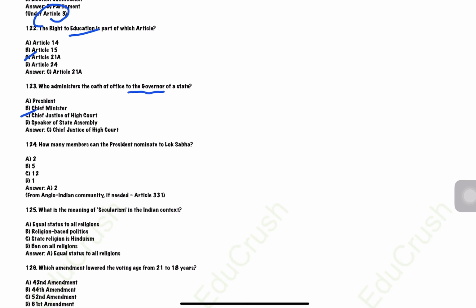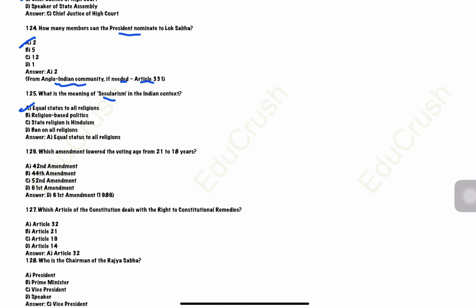How many members can the President nominate to Lok Sabha? Two members can the President nominate to Lok Sabha from the Anglo-Indian community if needed. Article 331. What is the meaning of secularism in the Indian context? Equal status to all religions is the meaning of secularism in the Indian context.